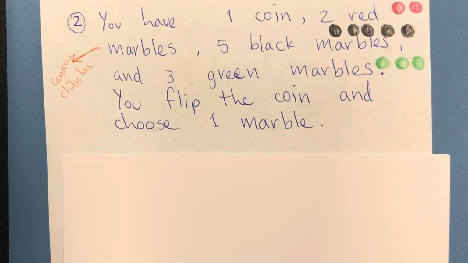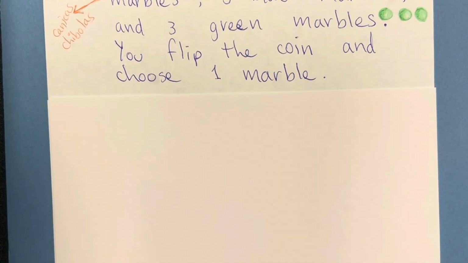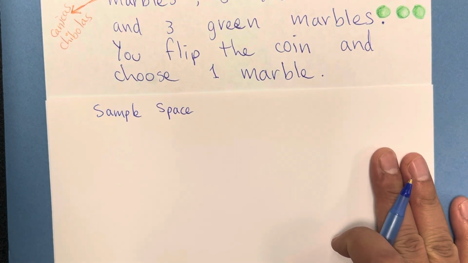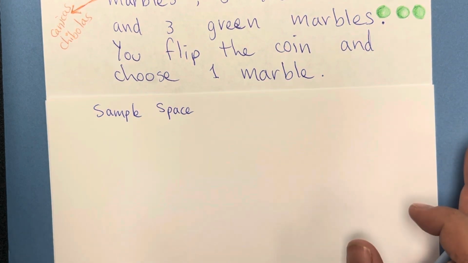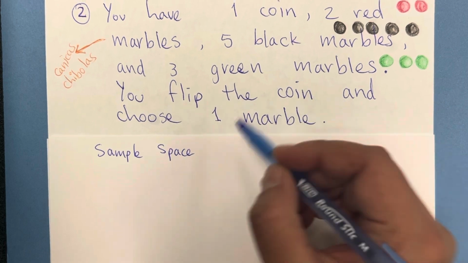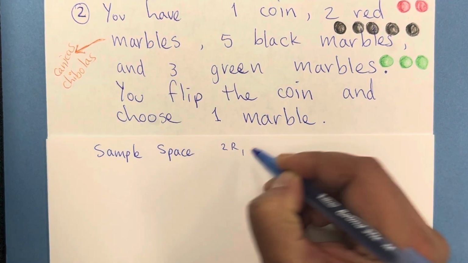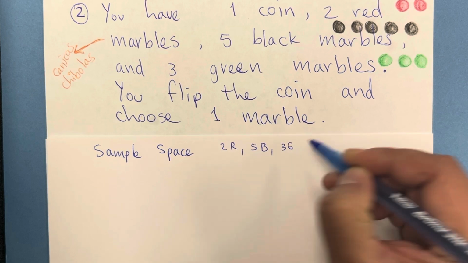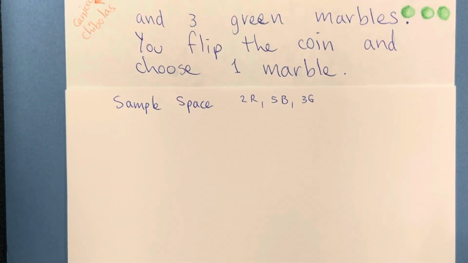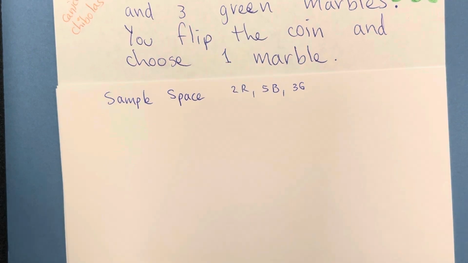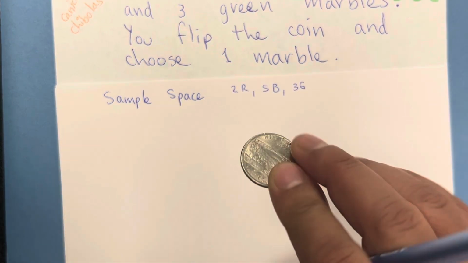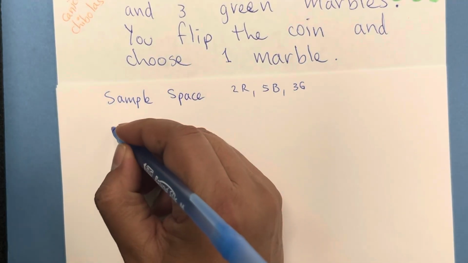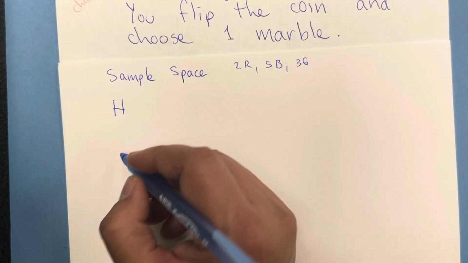So in here, we're going to find the sample space. So the sample space, remember, is the list of all the possibilities. So we know that we have 2 red, 5 black, and 3 green. And so what we're going to do is that for the coin, there are only 2 possible outcomes, heads or tails. And so we're going to put that in here on the first row.